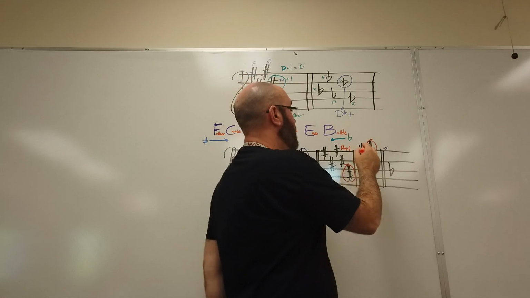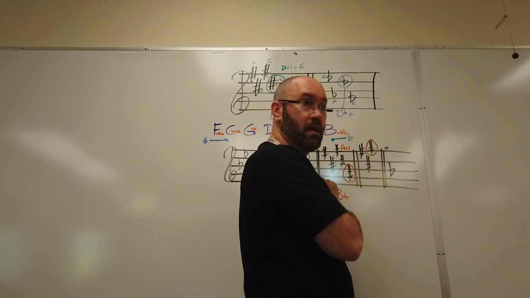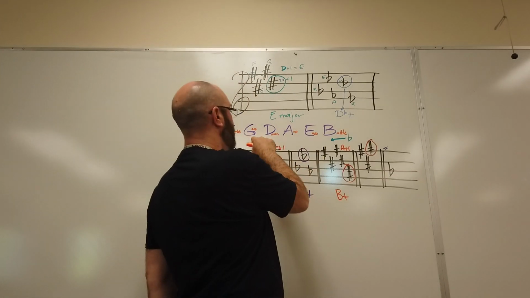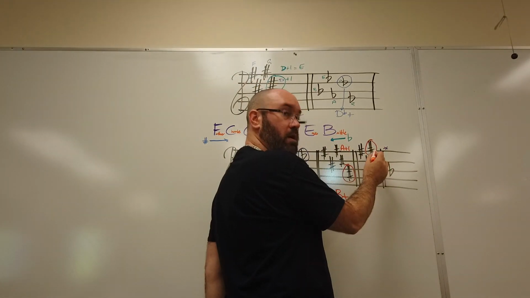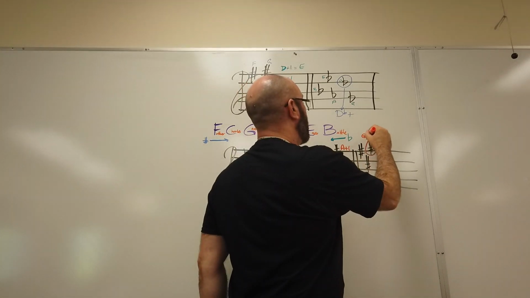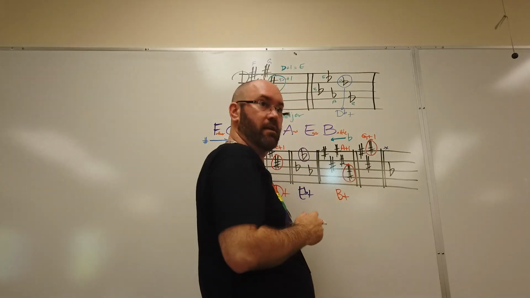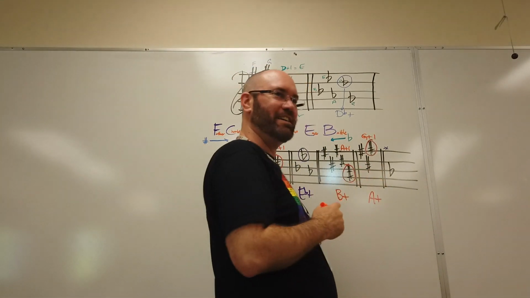Prince, how many sharps do we have? 3. What are they? F, C. Right. Father Charles goes. So this is what sharp? G. G plus 1. G plus 1, D. G plus 1, A. A major. Correct. You're welcome.